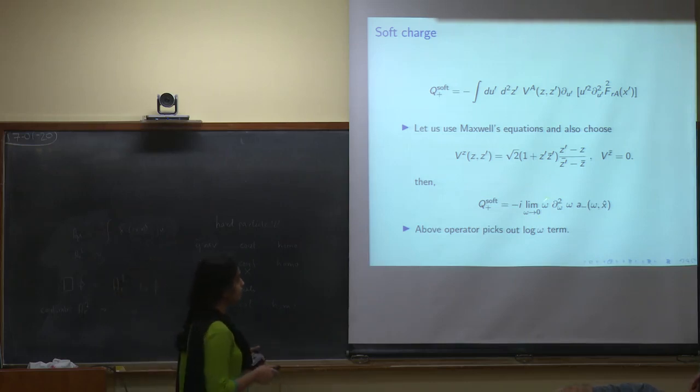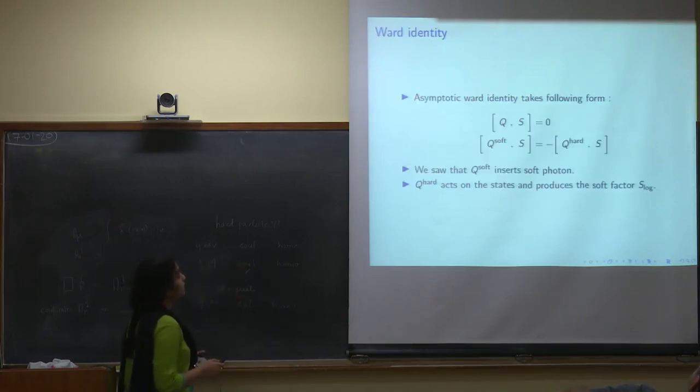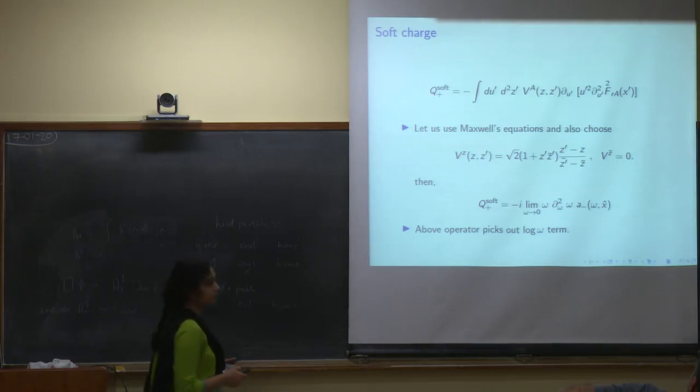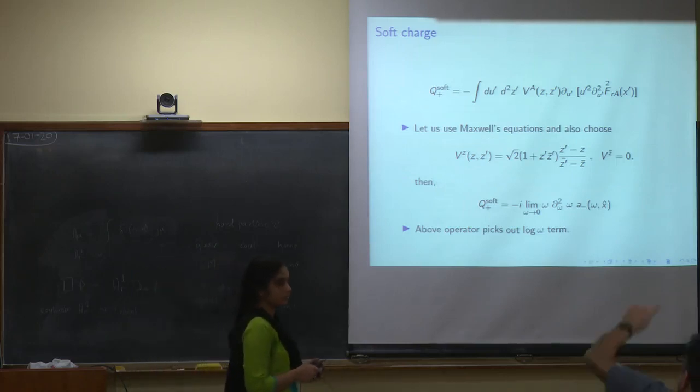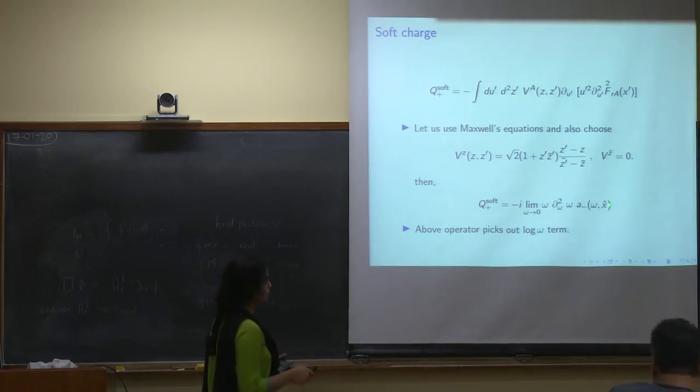And so this operator is the same operator that picks out the log omega term. Okay, so we have the correct soft charge, and this is the Ward identity. So on one side we have the soft photon insertion. Where did that choice of z, one slide back, go away in the final answer? Yeah. That went into x hat. Yeah, x hat. So this z bar parameterizes some direction which is given by x hat.